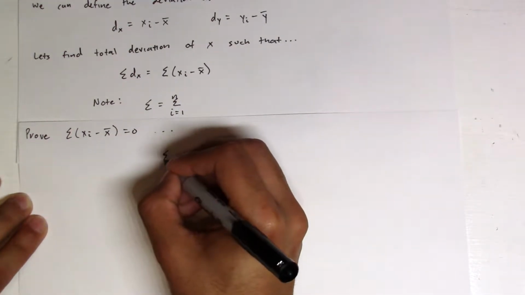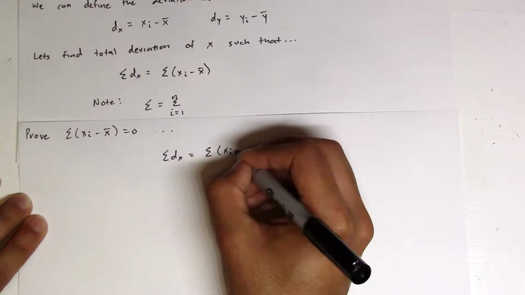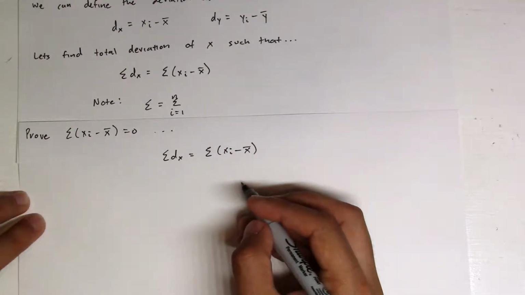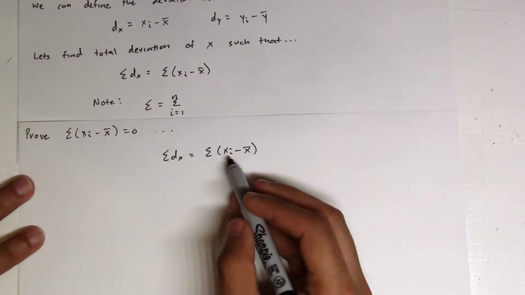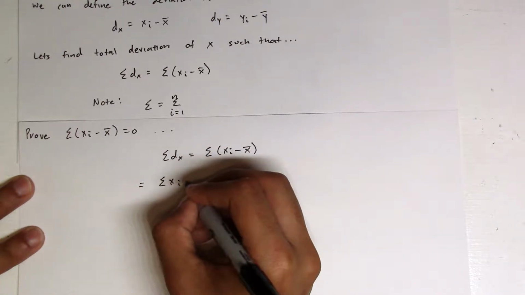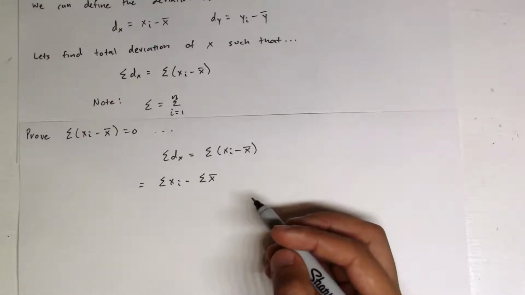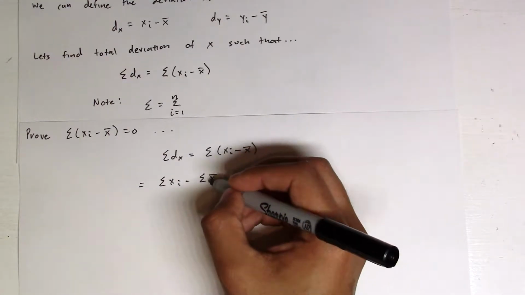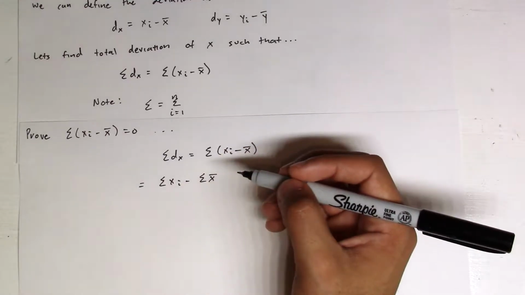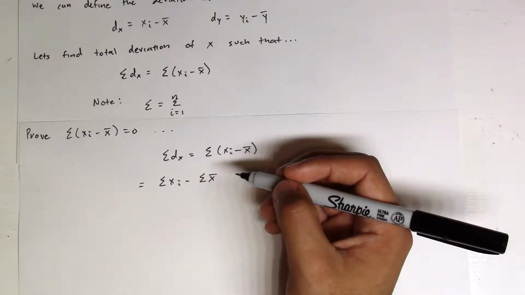So we're going to rewrite this. So dx equals the sum of xi minus x bar. And what I'm going to do is distribute the sigma to each term. So this becomes the sum of xi minus the sum of x bar. Before we move on, I have to point out something. This x bar is constant because we have n data points. That doesn't change. So the average value does not change.